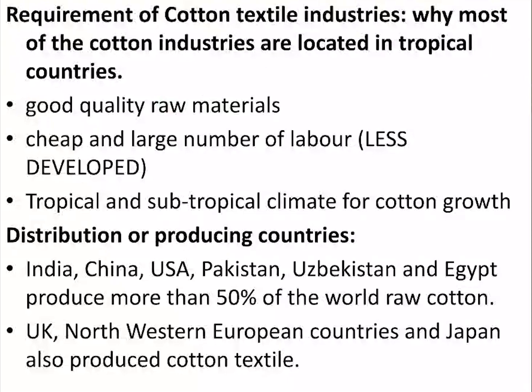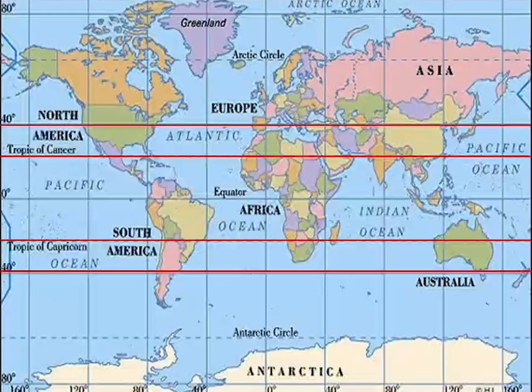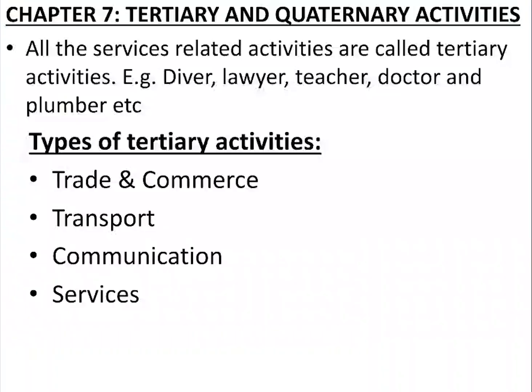Most cotton textile industries are located in the tropical and subtropical regions. Tropical means in between the Tropic of Cancer and Tropic of Capricorn. This place is the most favorable for the growth of cotton. These are some of the requirements for the cotton textile industries. Here I have made two lines. In between the Tropic of Cancer and Capricorn is called the tropical region, and above we have a line that is called the subtropical zone. These are the places which are favorable for the growth of cotton. Thank you.